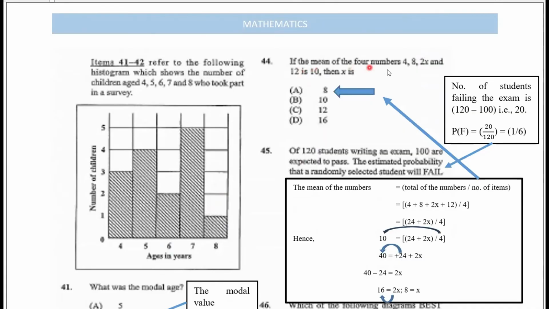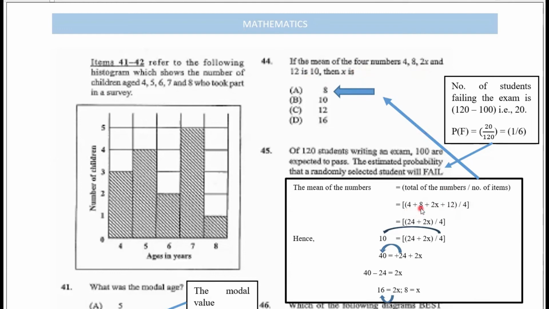If the mean of the 4 numbers, 4, 8, 2x, and 12 is 10, then x is what? Well, I had to do this down here. As you would understand, mean represents the total number divided by the number of items. Total number would be what? It'd be 4, add 8, add 2x, add 12. And you can see that down here. And you divide them by what? 4.